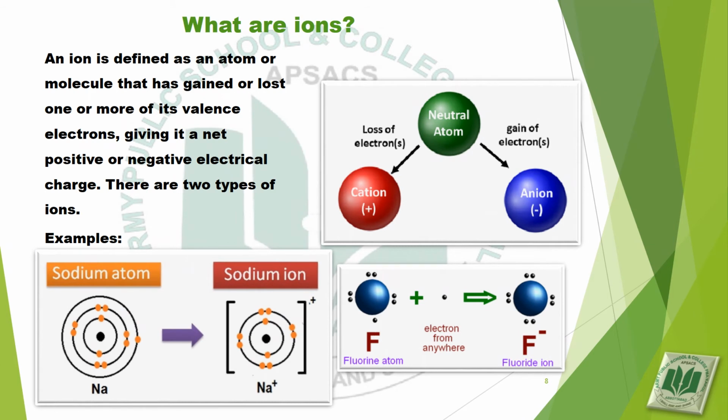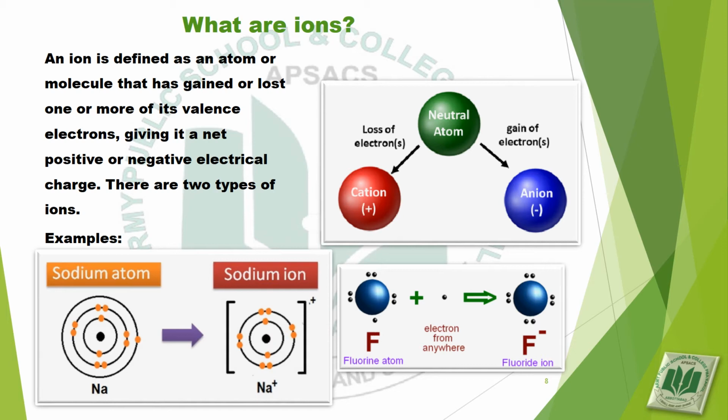What are ions? An ion is defined as an atom or molecule that has gained or lost one or more of its valence electrons, giving it a net positive or negative electrical charge. There are two types of ions, cation and anion. When neutral atoms lose electrons, they are known as cations, and when a neutral atom gains electrons, it is known as an anion.